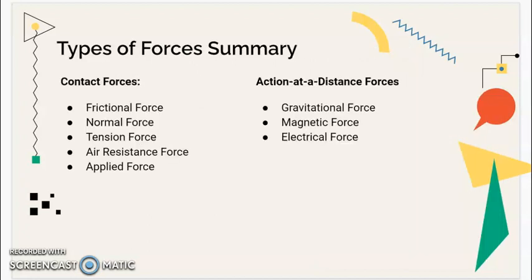So in summary, we have what we call contact forces, like friction, normal force, tension, air resistance, or applied force, that's like a push. And then we've got forces that are action at a distance. For now, let's just think about gravity. We also have magnetic and electrical forces, more on those later in the year. If you haven't written down any examples in your notes, this is a good time to jot them down. So pause the video, write a few example forces down, and then pick back up.